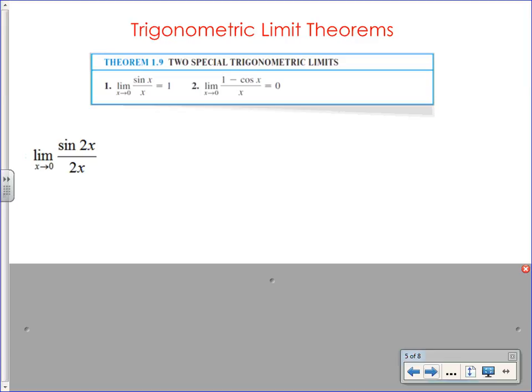Here, the angle is x, the denominator is x. Here, the angle is 2x, the denominator is 2x. So this limit is still 1. As long as the angle matches the denominator, that's all that matters. Okay? Please be able to recognize that. Now, we are going to use these special trigonometric limits to help us.